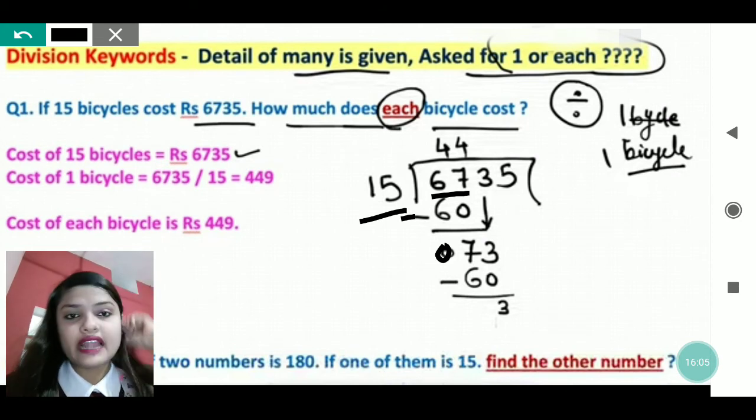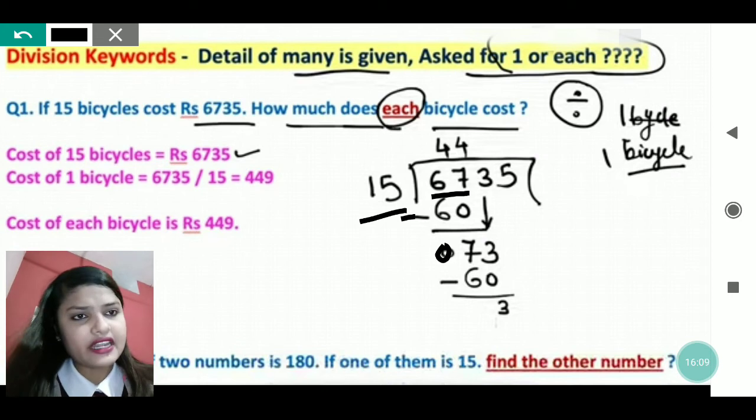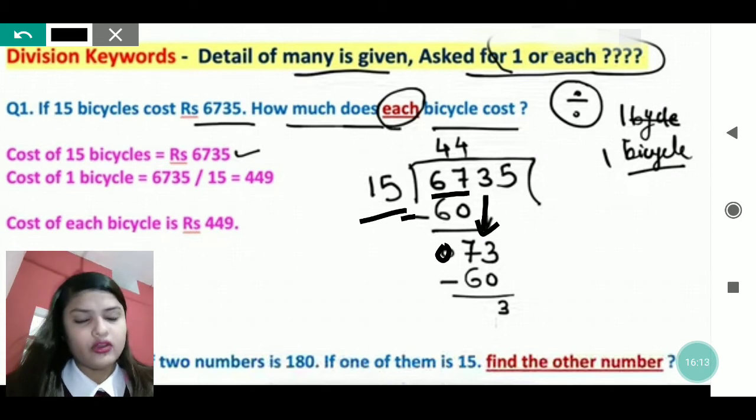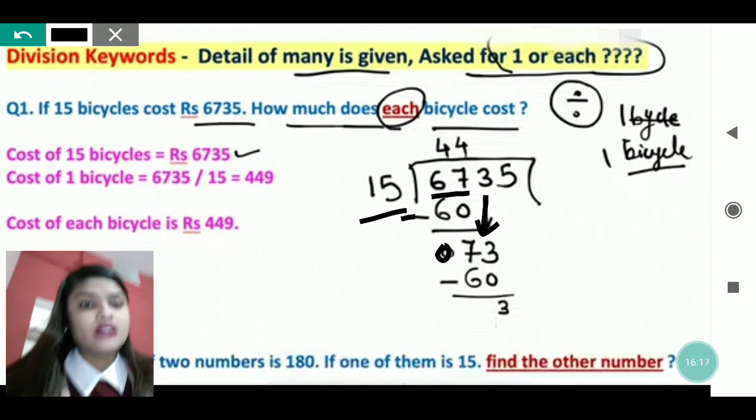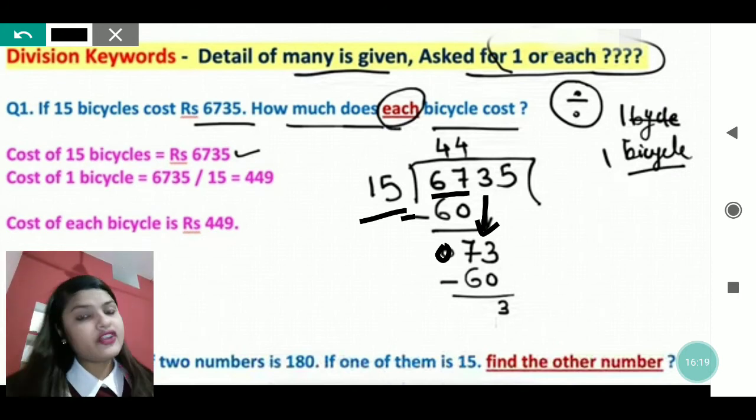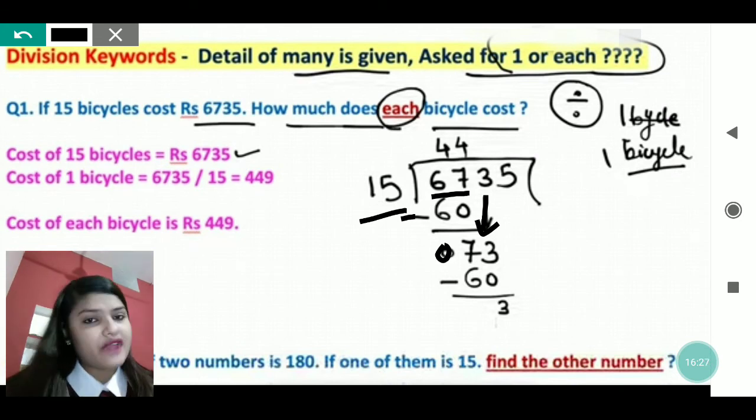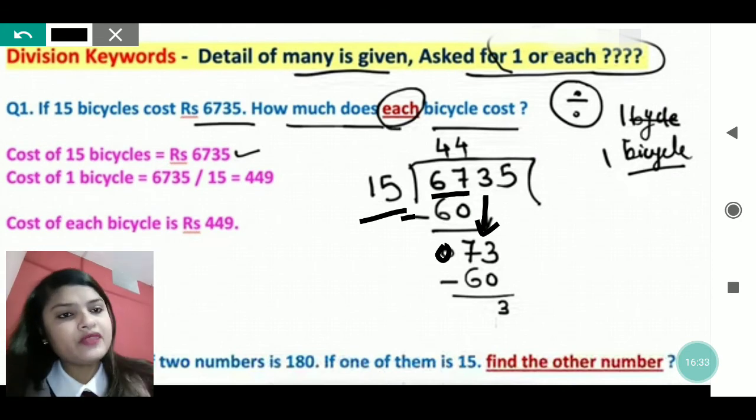So what you will do in that case: we have to see if any number is written at the dividend place. That number we will take down. It is 3 written, so 3 we will take down. So it will be 73. Now that 73 we have to divide again by 15. When we read the table of 15, 4 times, we get 60. And when we read the table of 15, 5 times, we get 75. 75 is greater than 73. It is not possible. So we have to take 60 only.